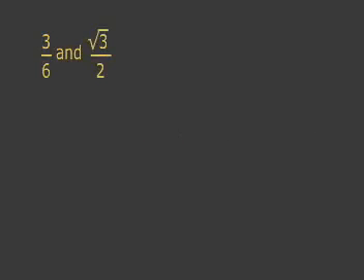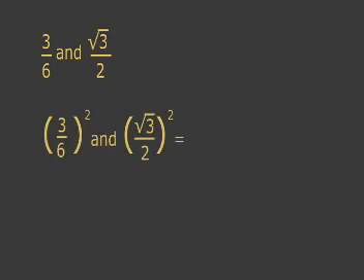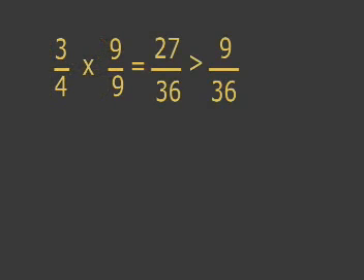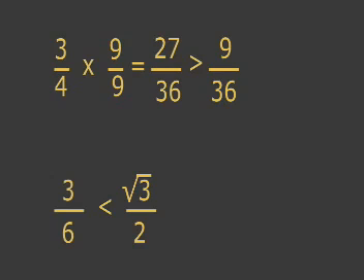Take, for example, 3/6 and the square root of 3/2. If we square each fraction, we get 9/36 and 3/4. We convert 3/4 to 27/36 so that we can compare the numbers with the same denominator. Now we can see that 3/6 is less than the square root of 3/2.